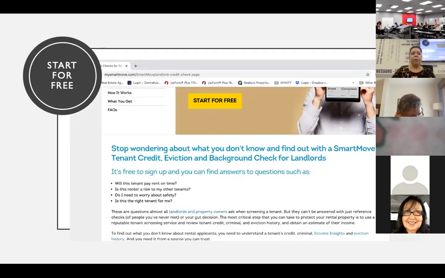So MySmartMove.com will give the landlord a sense of, will this tenant pay on time? Is the renter a risk? Do they need to worry about safety? And is it the right tenant for the landlord? So he's going to set up the questions, the profile. He's going to set up and dictate what the buyer will pay for in order for him to make a decision.